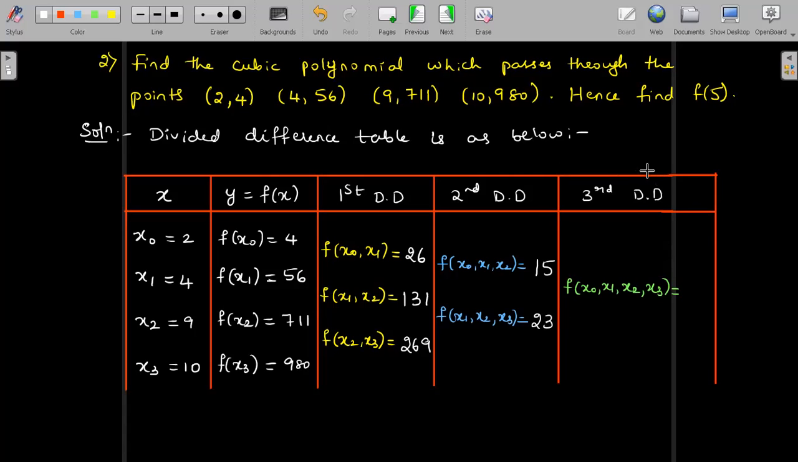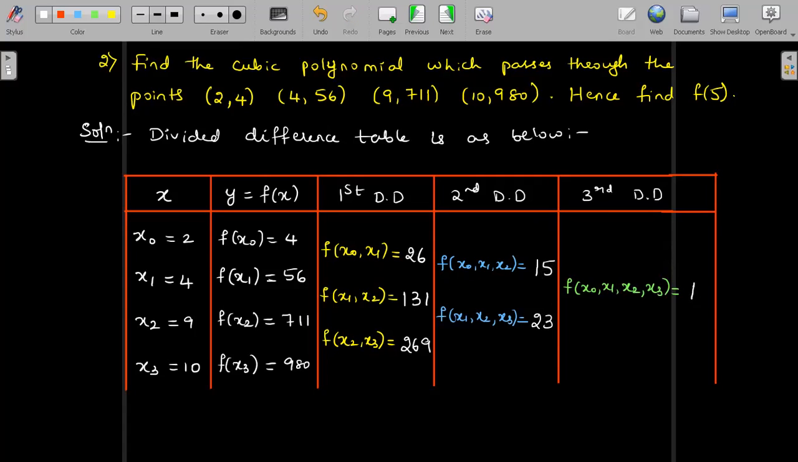And lastly, third order divided differences. These are 23 minus 15 divided by x3 minus x0, the difference of the extreme values in the denominator. So 23 minus 15 divided by 10 minus 2, 8. 23 minus 15 is also 8, 10 minus 2 is also 8. So this gives us 1 in the last column.